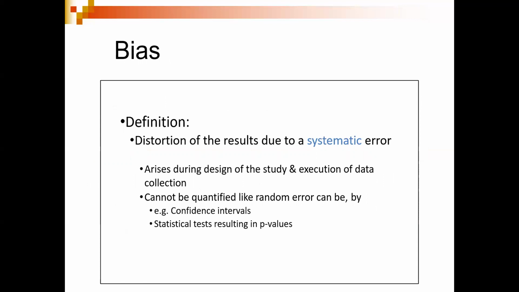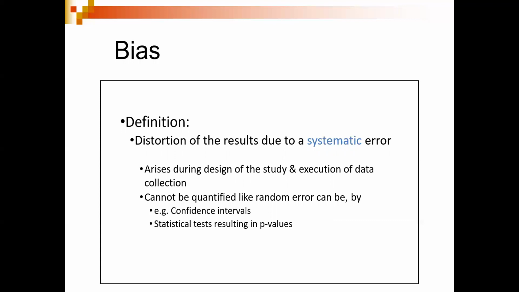When can bias arise? Usually bias arises during the design of the study and the execution of the study. So the way you design your study, your protocol, how you are going to get your results, and how you then execute your study, especially the data collection or even data analysis, can really lead to you giving wrong results, or results which are biased. So bias cannot be quantified.